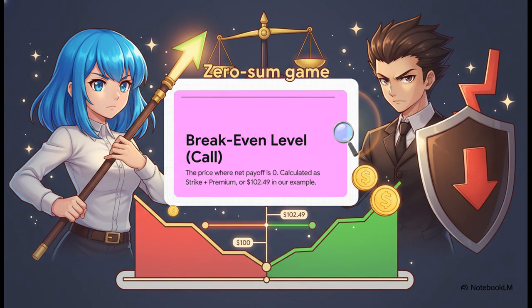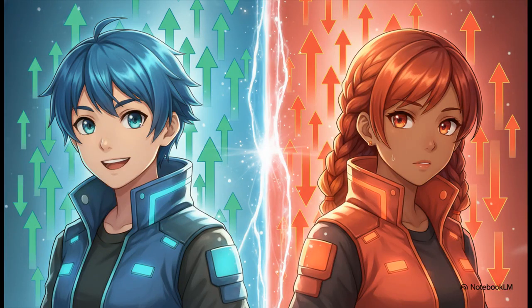So when do we actually start making money? Take a look at where that P&L line crosses from red to green. That's our break-even point. And notice, it's not at the $100 strike price. We first have to earn back the premium we shelled out. So the stock has to climb all the way to our strike price plus that premium, $102.49, before we see a single penny of profit. Okay, so that's our side of the coin as the buyer.